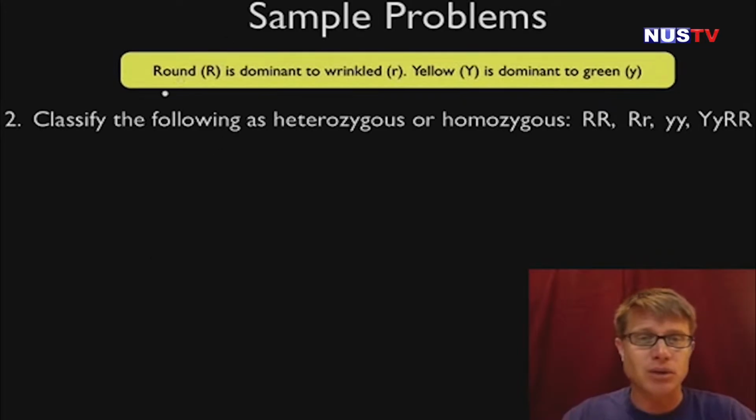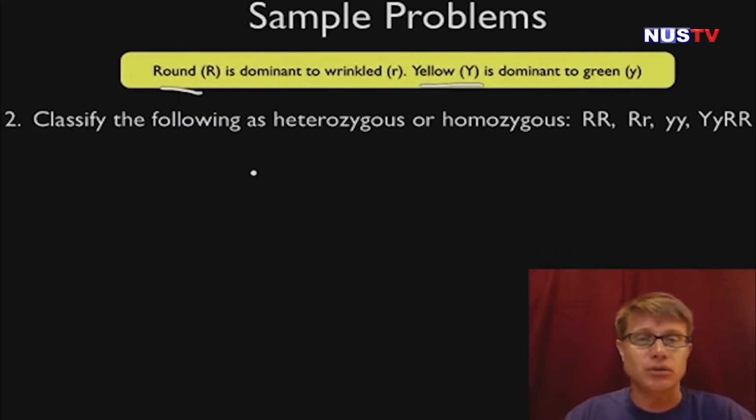And so we've got some things up here. Round peas are going to be big R, and wrinkled peas are going to be little r. Yellow will be big Y, and green is going to be little y. Generally, whatever is the dominant trait, we give that the capital letter. In this case, round gets the big R, and yellow gets the big Y.